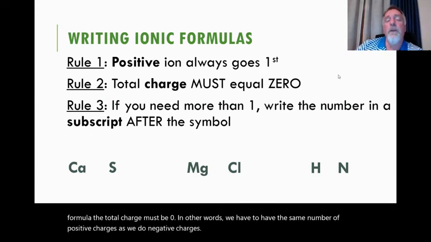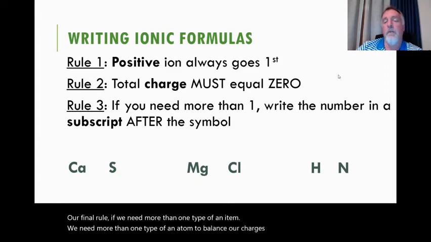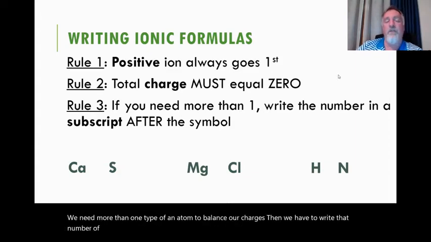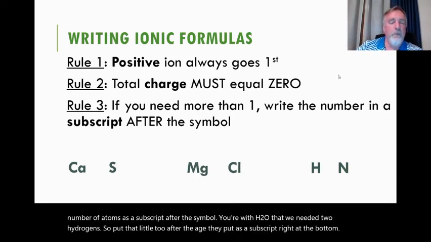Our final rule: if we need more than one of an atom to balance our charges, then we have to write that number of atoms as a subscript after the symbol. You're familiar with H2O. We needed 2 hydrogens, so we put that little 2 after the H, as a subscript right at the bottom. So let's take a look at 3 examples here.